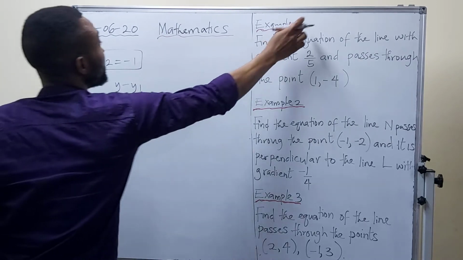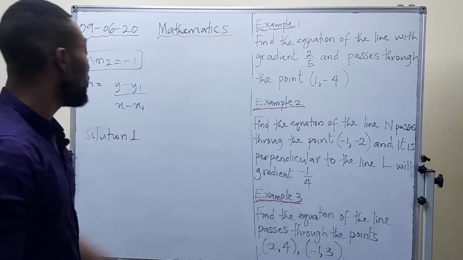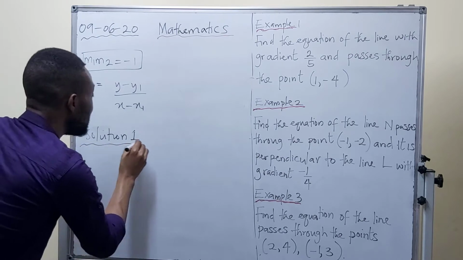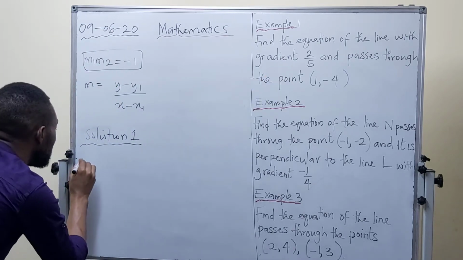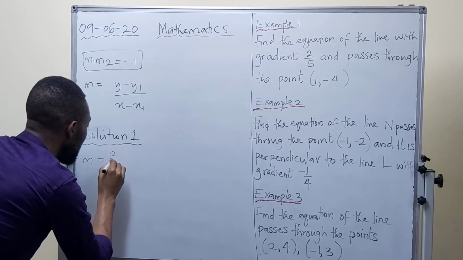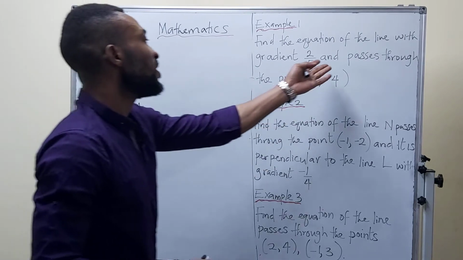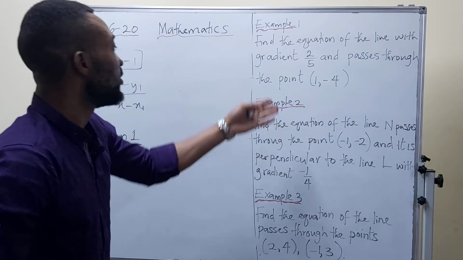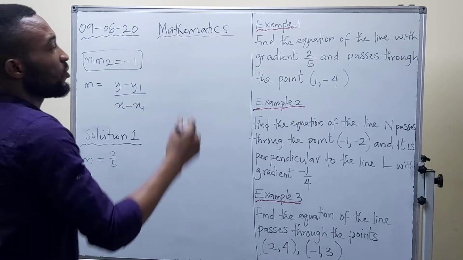Example number 1. You have been given this gradient, so you have to write out the equation. Your m is 2/5, and the line passes through the point (1, -4). What are they trying to say here?